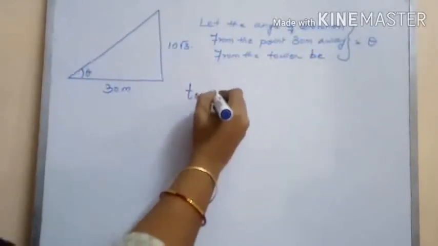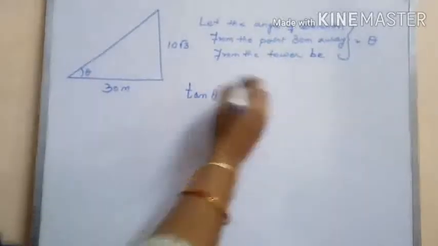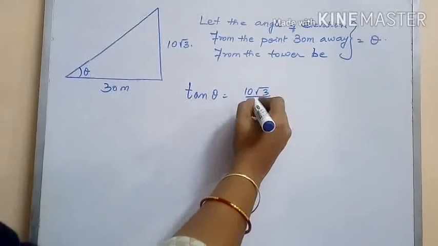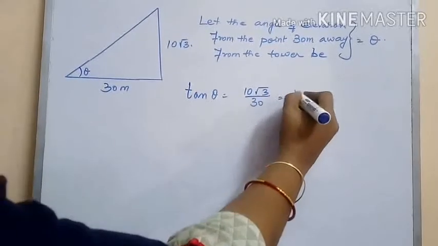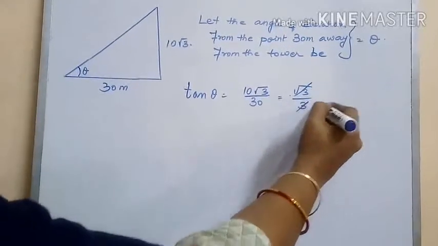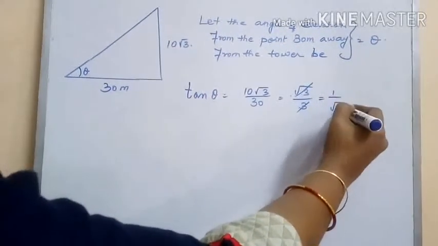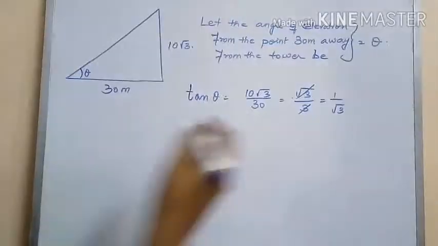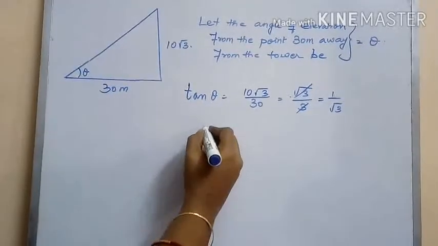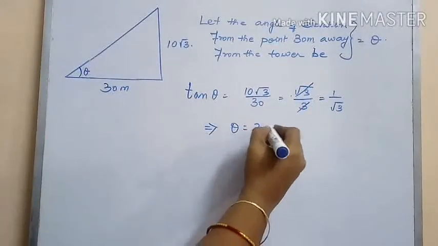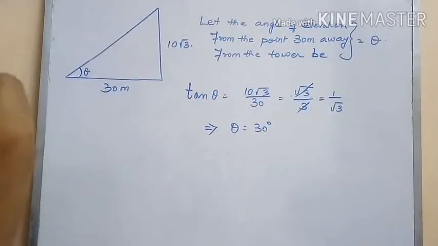Let us assume that the angle of elevation of the top of the tower from the point 30 meters away is theta. So tan theta is equal to opposite side by adjacent side. So 10√3 by 30. So we get √3 by 3, which is 1 by √3. We know that when theta is equal to 30 degree, we get tan theta is equal to 1 by √3. So which implies theta is equal to 30 degree. Therefore, the angle of elevation is 30 degree.